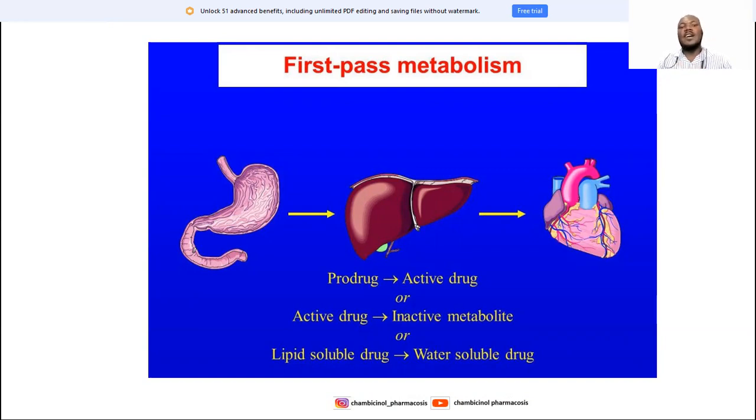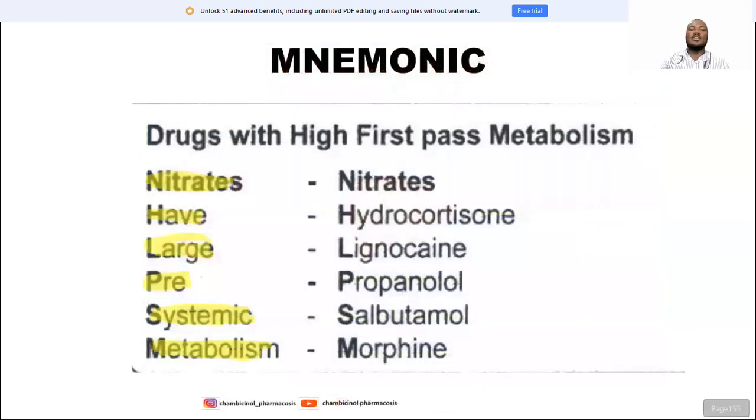And first-pass metabolism varies. It is not the same from one individual to another. So it is important to keep in mind that first-pass metabolism varies among individuals, depending on the enzymes. Especially if the patient has liver disease, the bioavailability of the drug will be very high because the drug will not be metabolized in the liver. This is very important to understand.